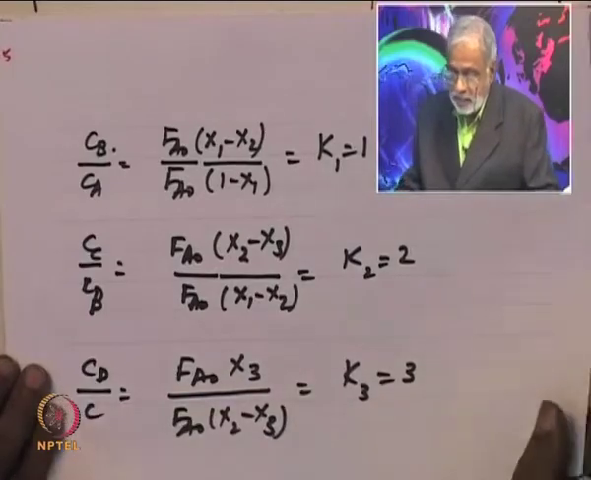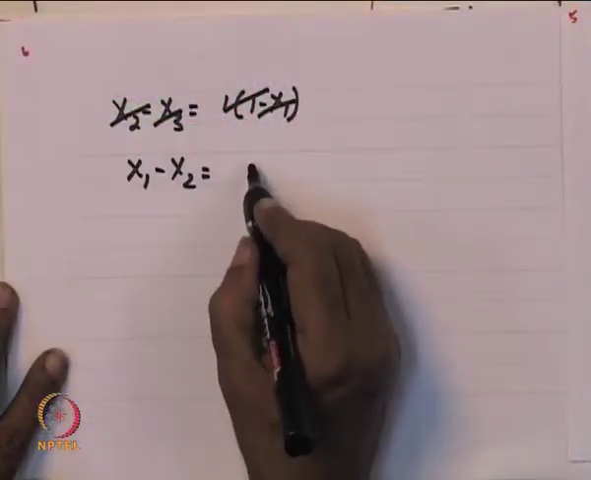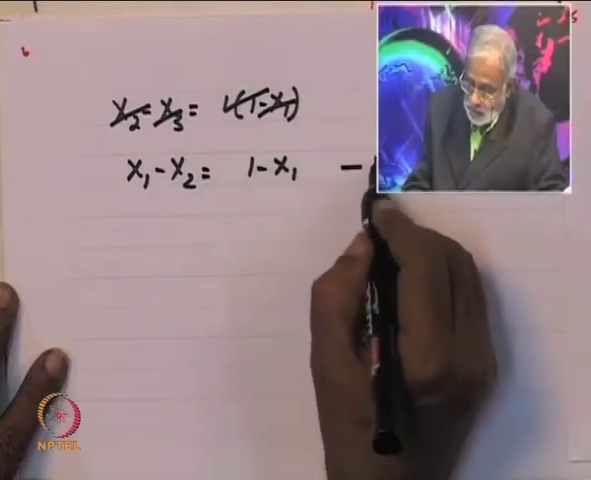Let us do that quickly. So, the equations in front of us are the following. I am just putting the same thing again, just to make it easier to solve. x1 minus x2 equals 1 minus x1, this is one equation.